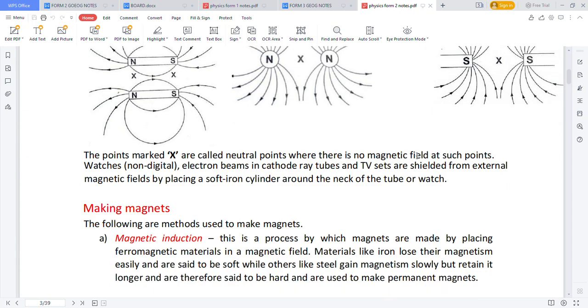Watches, non-digital ones, and electron beams in cathode ray tubes and TV sets are shielded from external magnetic fields by placing a soft iron cylinder around the neck of the tube or watch.